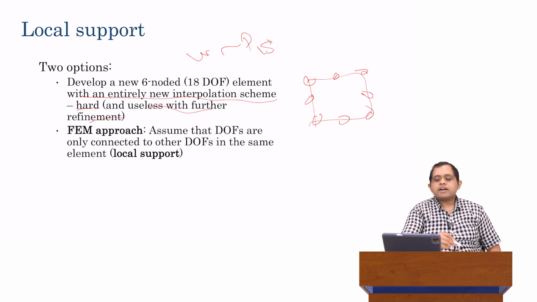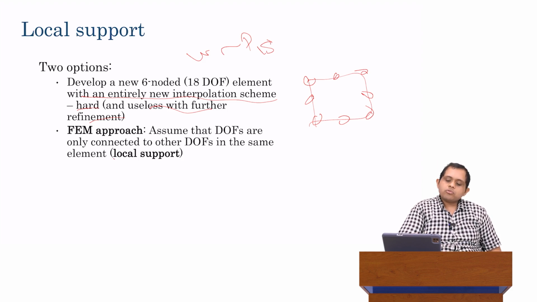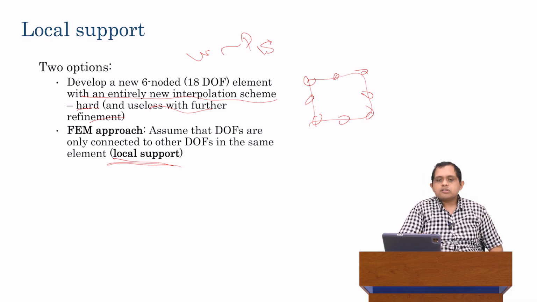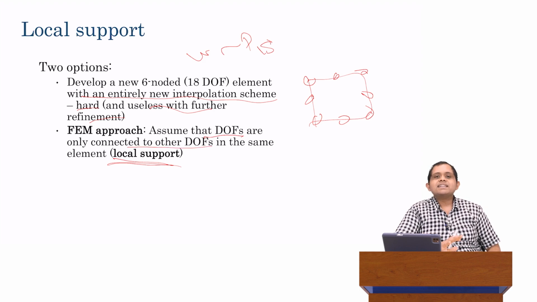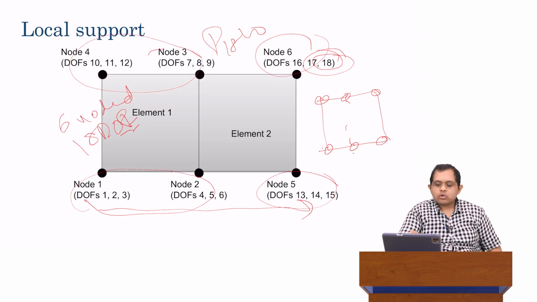So instead, in the finite element method, we actually use a completely different approach. The technical name for it is local support. But what it basically means is we make the following assumption: the degrees of freedom are only connected to other degrees of freedom in the same element. So for example, let's go back to this. If you notice here, I've got node 1. Node 1 consists of degrees of freedom 1, 2 and 3. And let's say I've got node 6 over here. Node 6 consists of degrees of freedom 16, 17 and 18.